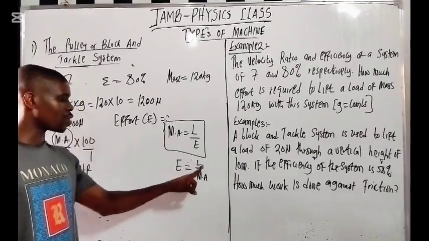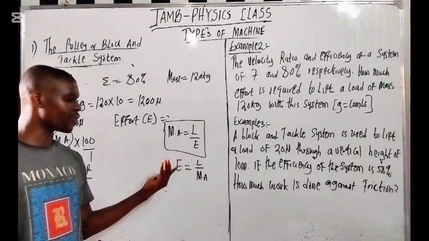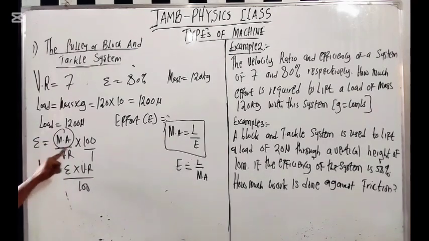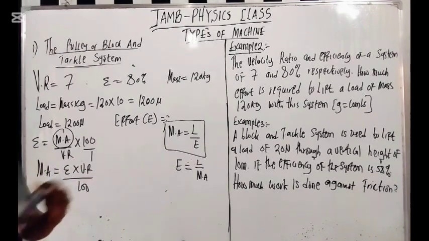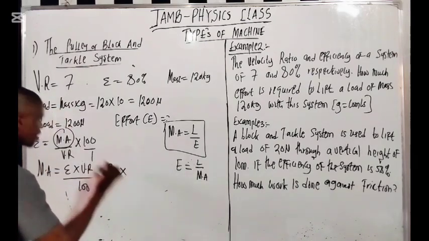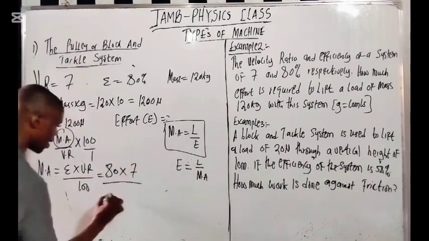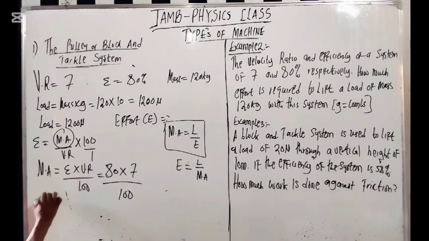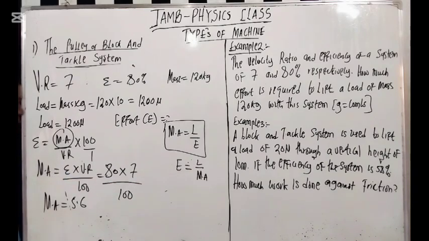So from there we know the formula we can use to calculate the effort from the mechanical advantage. I already know my load, so once I get my mechanical advantage, effort is very easy. Mechanical advantage, making it the subject of the formula, is what you're going to get. So now I impute the values. My efficiency is 80, times velocity ratio 7, over 100. So 80 times 7 divided by 100 gives 5.6. So my mechanical advantage is 5.6.